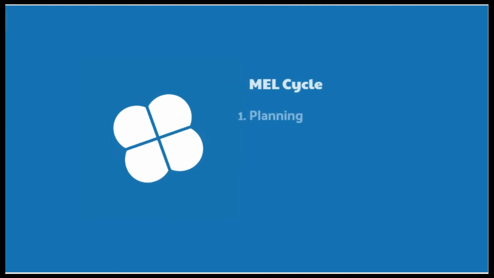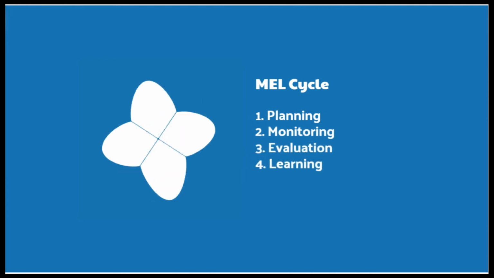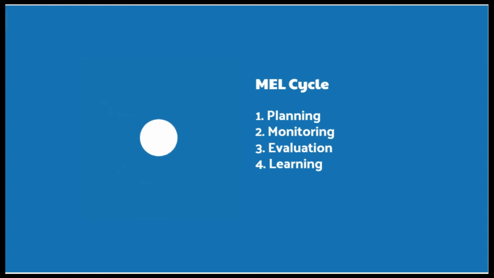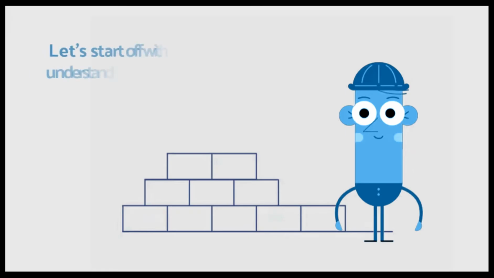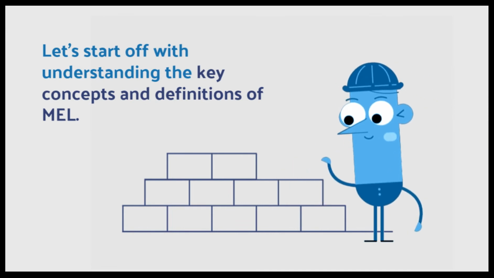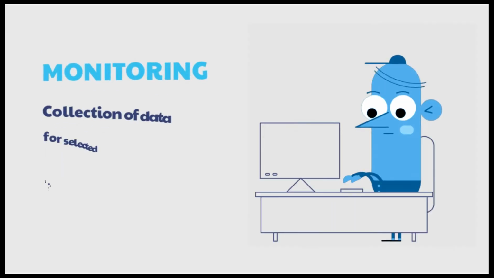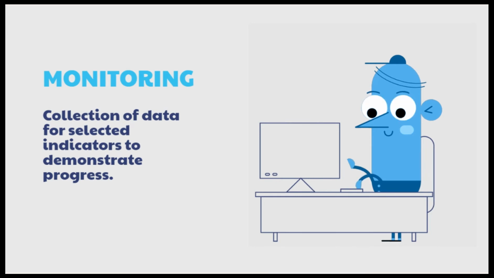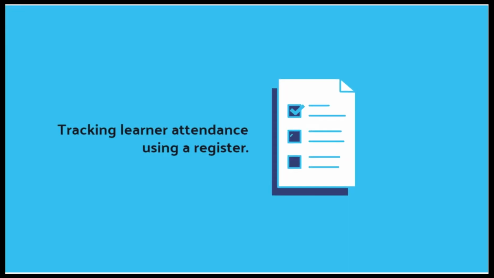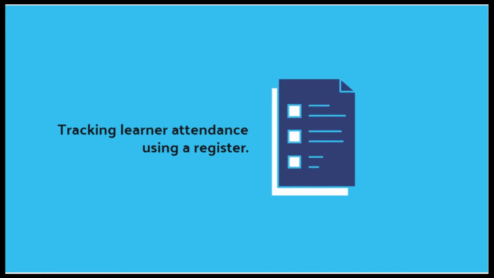M.E.L is guided by a cycle which consists of 4 key phases, namely planning, monitoring, evaluation, and using the findings to learn and improve. Let's start off with understanding the key concepts and definitions of M.E.L. Monitoring is a systematic collection of data for selected indicators to demonstrate progress, results, and the use of allocated funds. An example of monitoring is tracking learner attendance using a register.